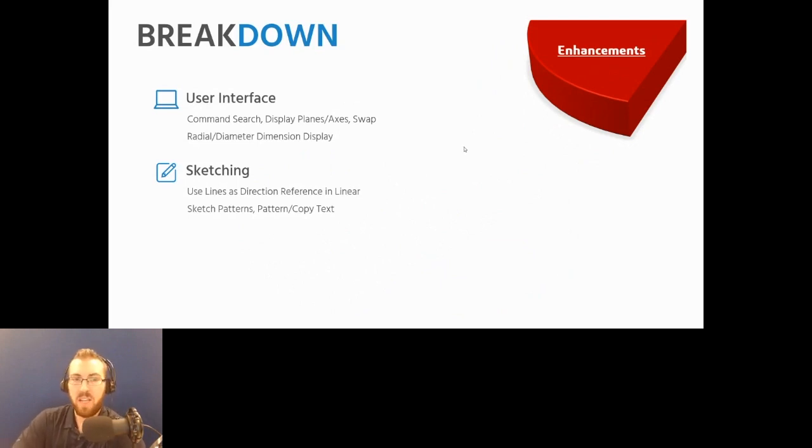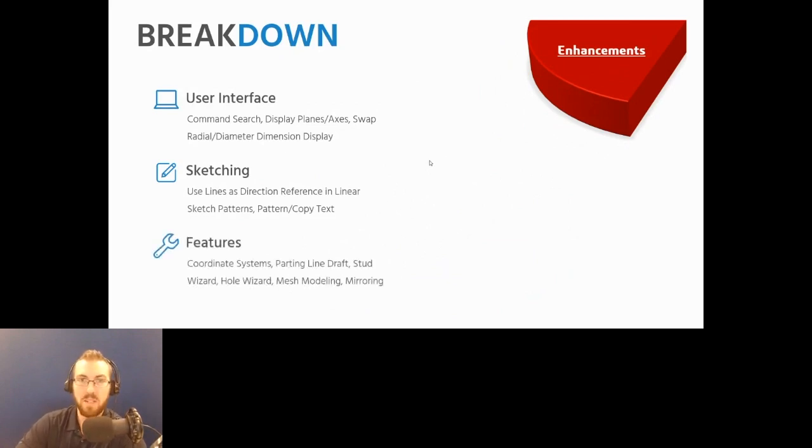On the sketching side of things, our linear sketch pattern has received some improvements. We can now pattern and copy text. We can use lines as direction references. But usually everybody loves the features, right? We now have coordinate systems with a lot of really good improvements. Parting line draft has a new direction 2 option. The stud wizard is a brand new feature that I like to think of as sort of the inverse of a hole wizard for external threads. The hole wizard itself for slots now has some improvements. New dimension schemes are available. The ability to rotate previews between horizontal and vertical is really big for some users.